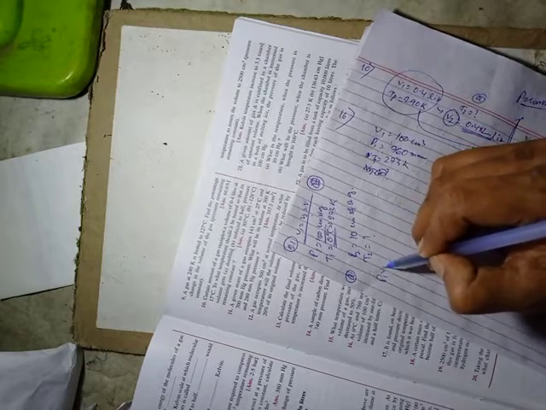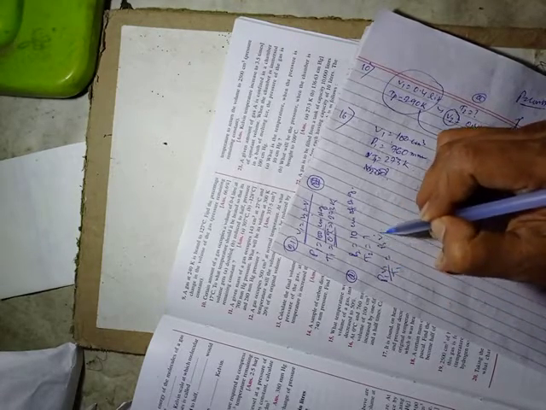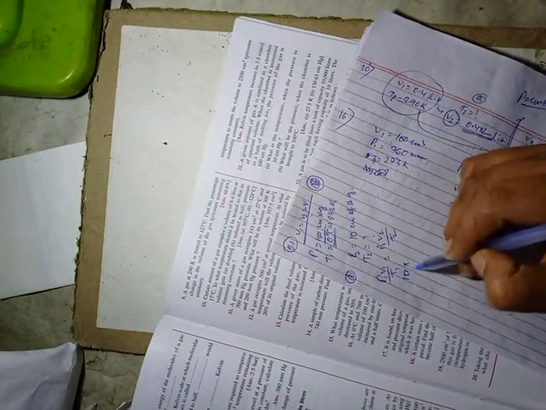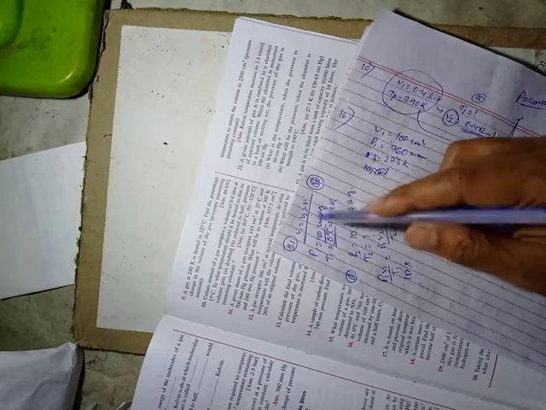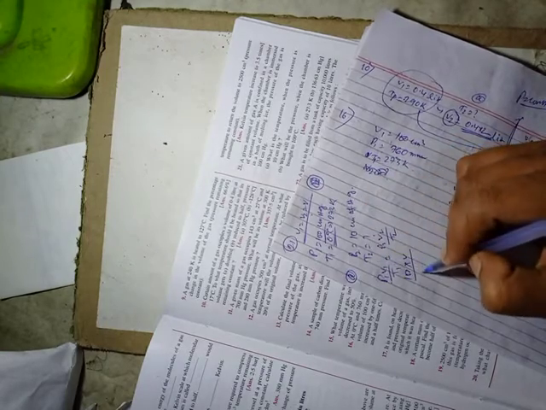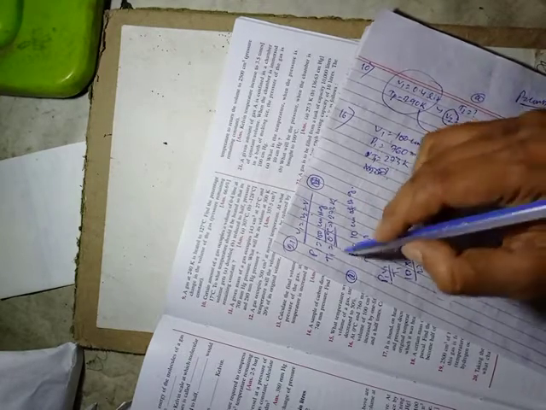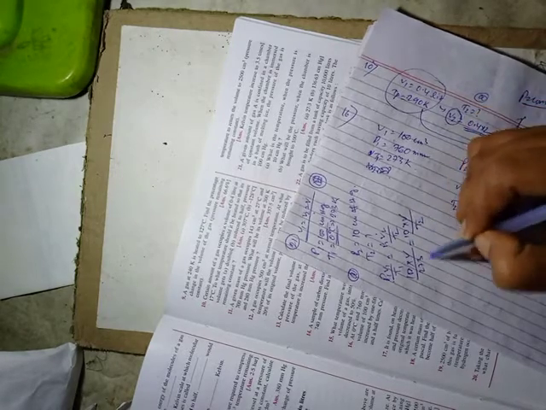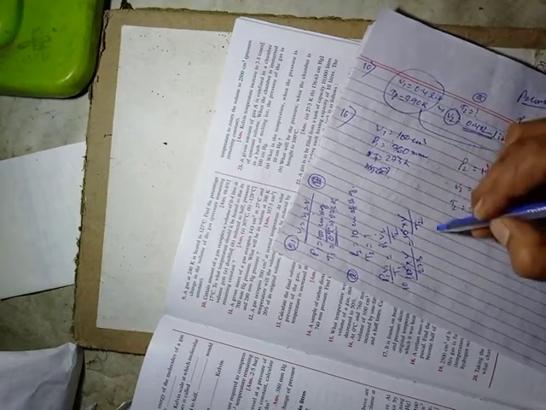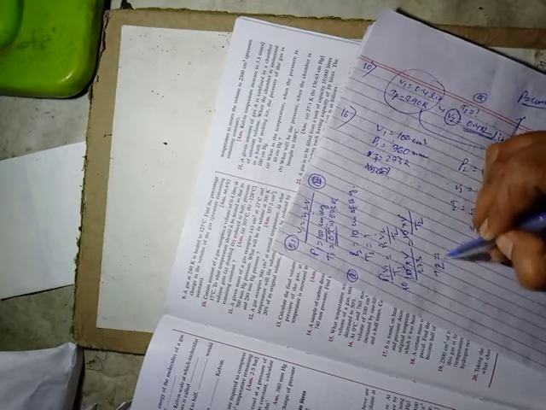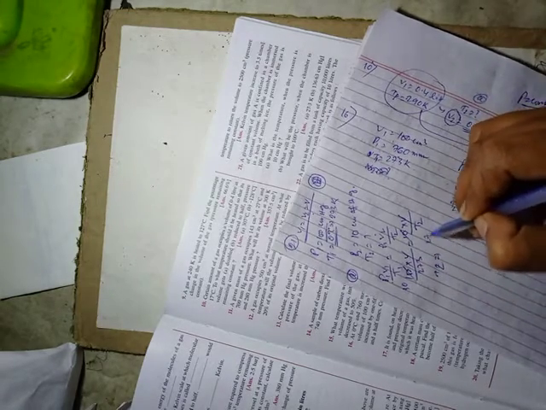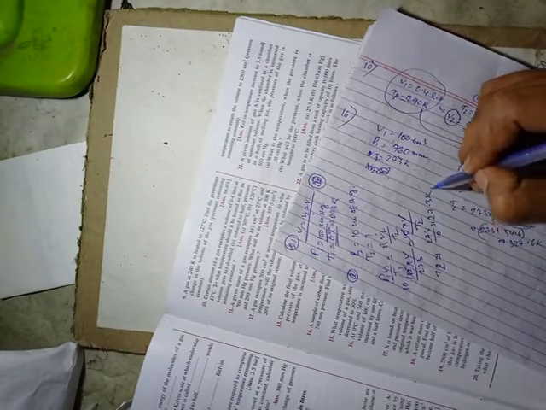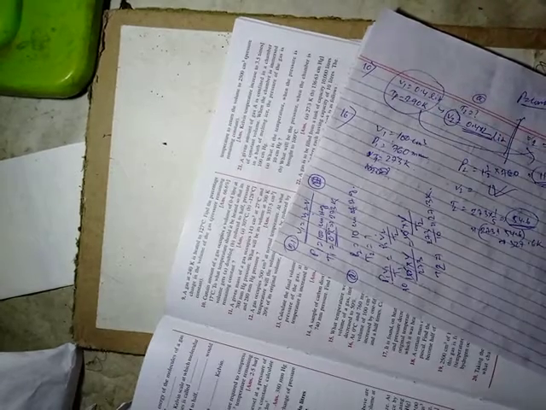P1 V1 by T1 is equal to P2 V2 by T2. Put in all the values. P1 is 100, V1 is V, T1 is 273, equal to P2 is 10, V2 is V, and T2 we need to calculate. V cancels, 10 cancels, so T2 will come like this: 273 by 10, that means 27.3 Kelvin. You can see the answer is also there.